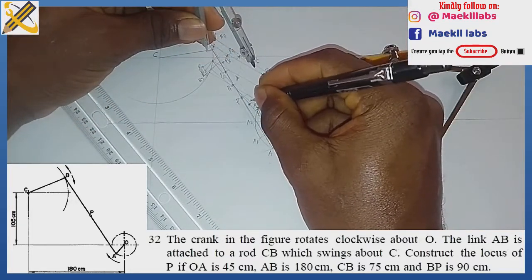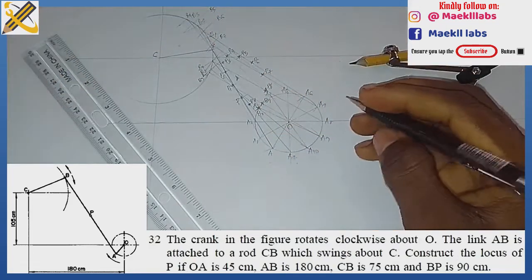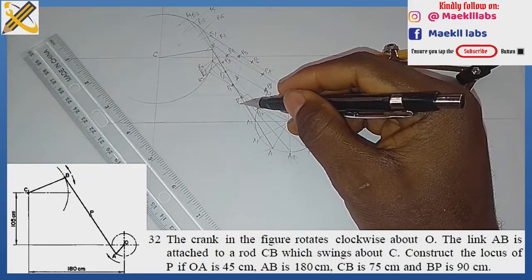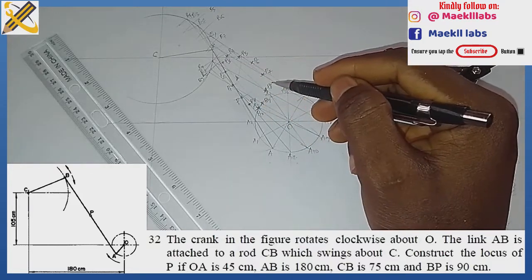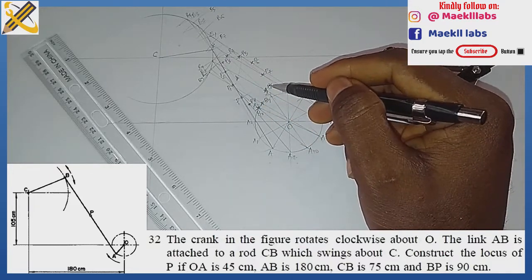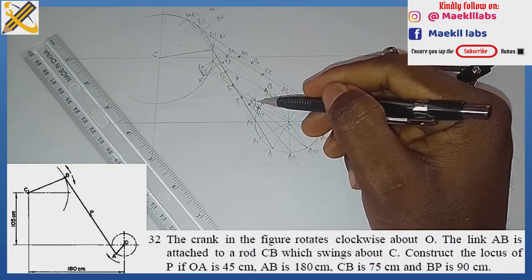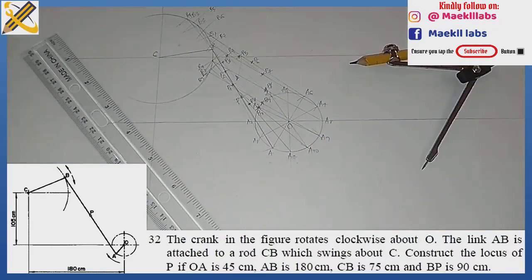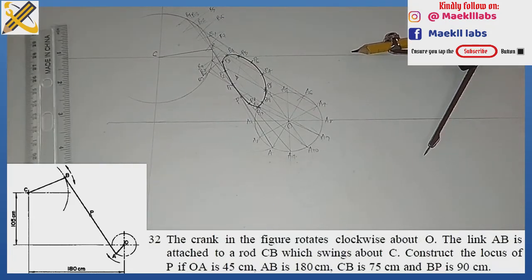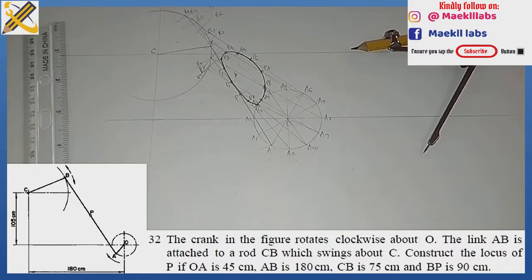So this is my point P11. As it stands now, this is my P0 or P, P1, P2, P3, P4, P5, P6, P7, P8, P9, P10, and P11. So I'm going to join them together to get the locus of point P. Okay, so that is the locus of point P for that particular question.